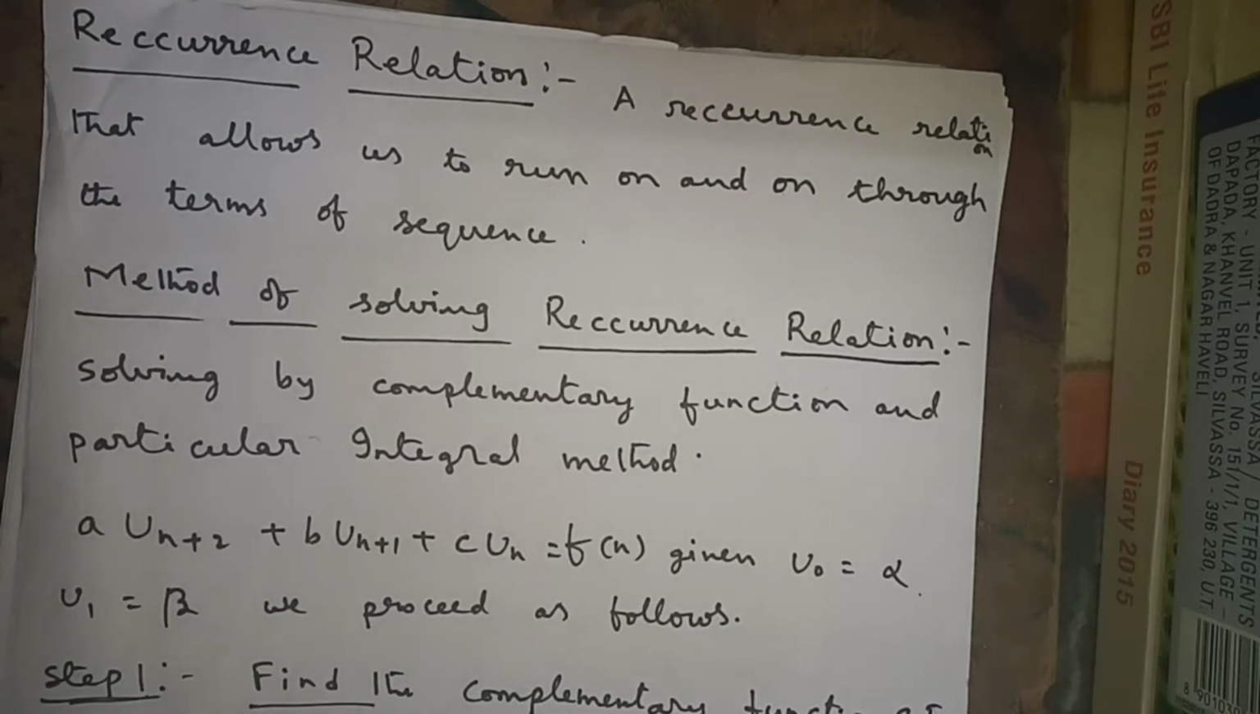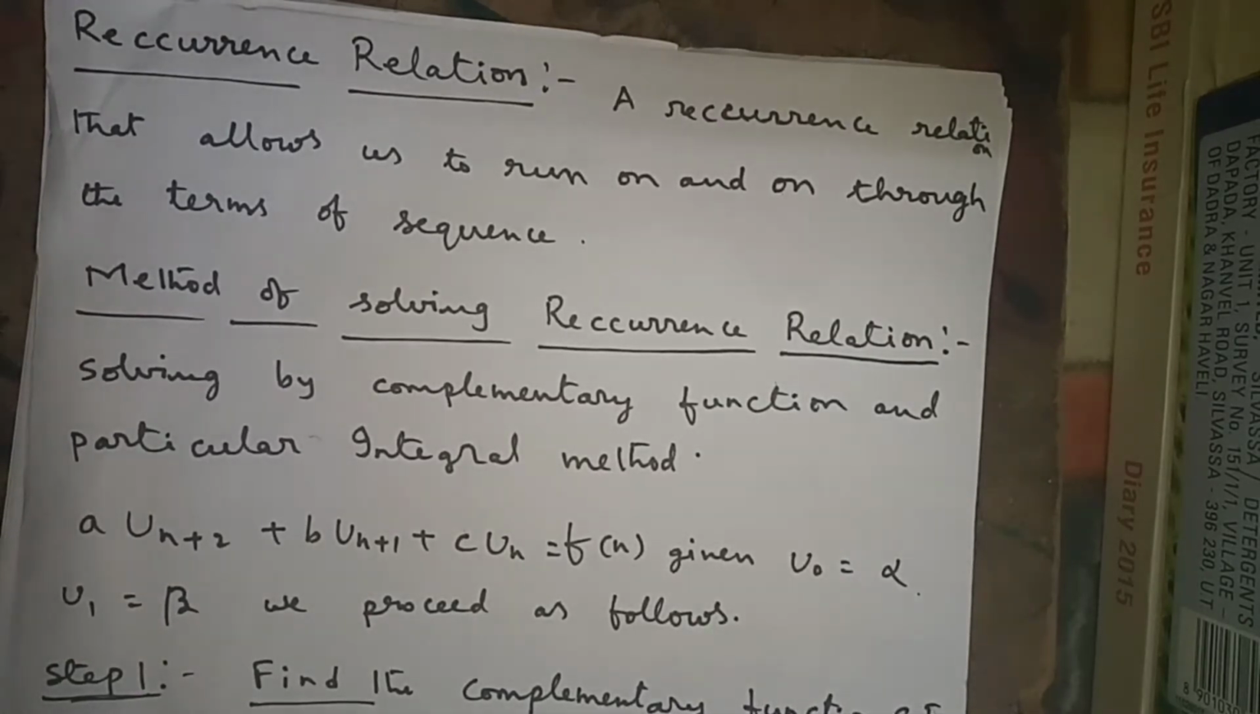Now, what is the definition of recurrence relation? How to solve this recurrence relation? Today I will explain recurrence relation. A recurrence relation allows us to run on and on through the terms of a sequence. If you get the terms on and on, then we say that it is a recurrence relation.